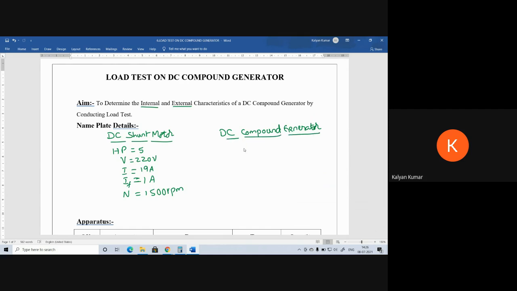And the DC compound generator: the power rating is 5 HP, and voltage rating is 220 volts. Current rating is 13.6 amps. Field current is 1 amp. Speed is 1500 RPM.